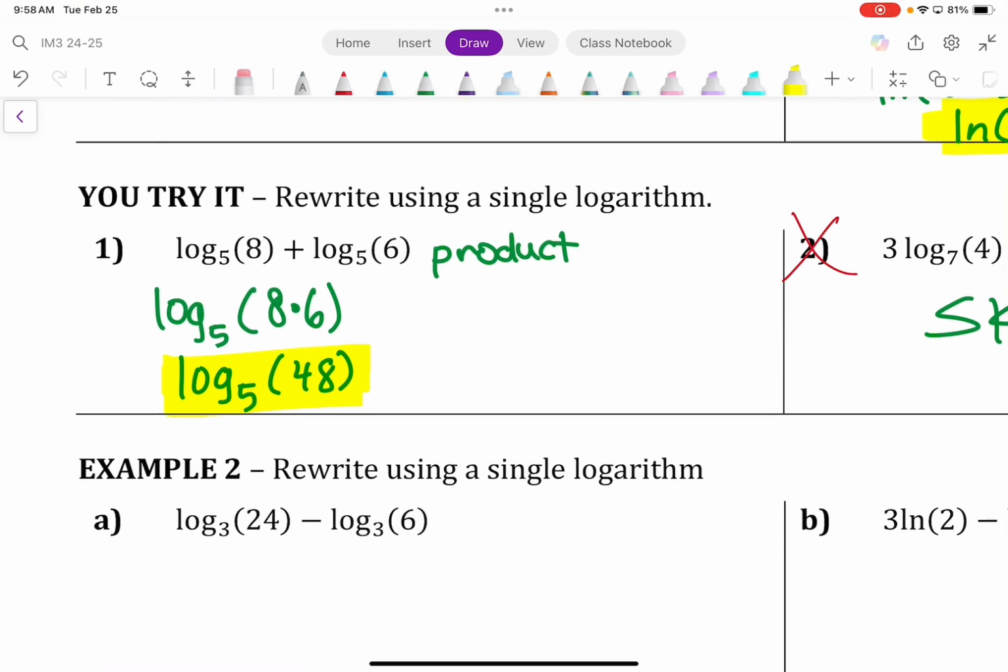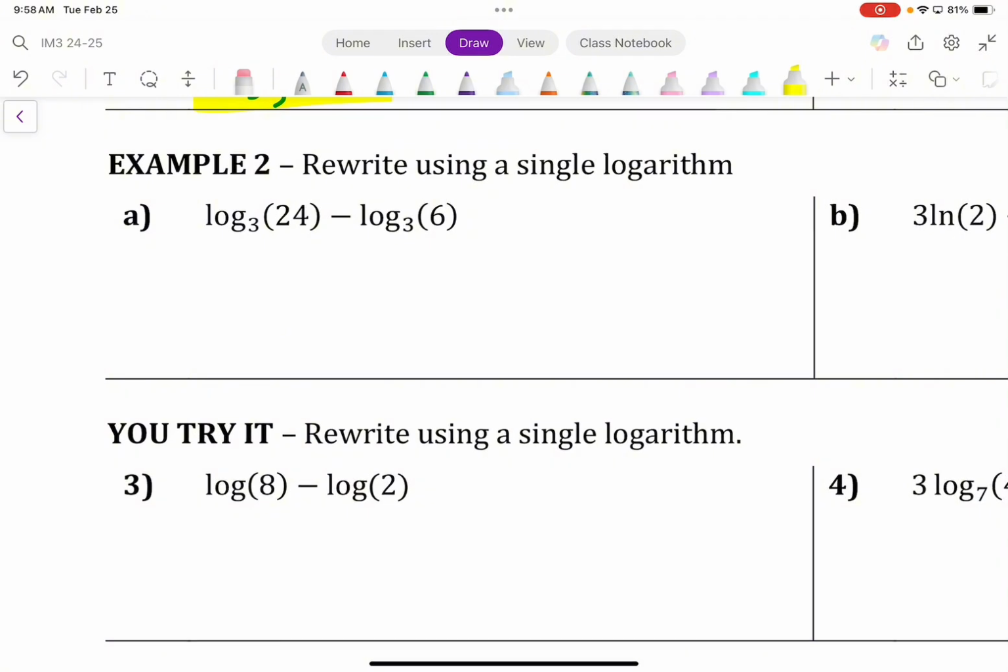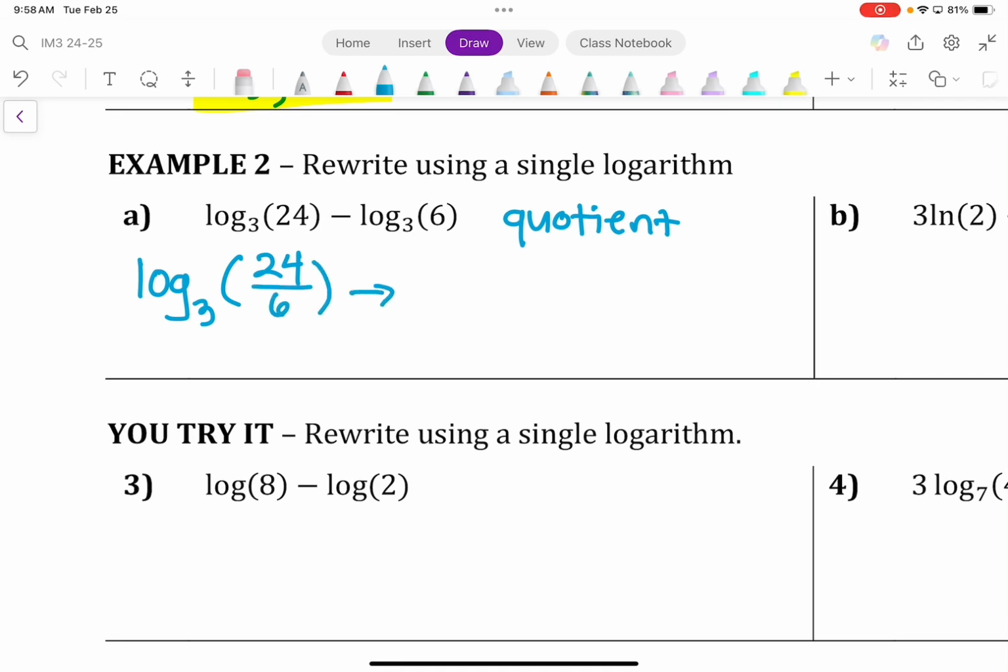Now let's look at the quotient rule and see how that affects the work that we do. So in the next example, example 2, you'll notice that we are subtracting the logarithms one from the other. So this is an example of quotient rule. What that allows us to do is rewrite this under a single logarithm as 24 divided by 6, which is going to result in log base 3 of, well, 6 goes into 24 4 times. So log base 3 of 4. Okay? So we get this as our solution.